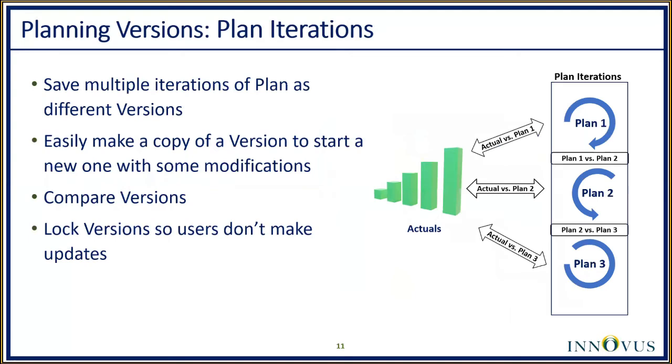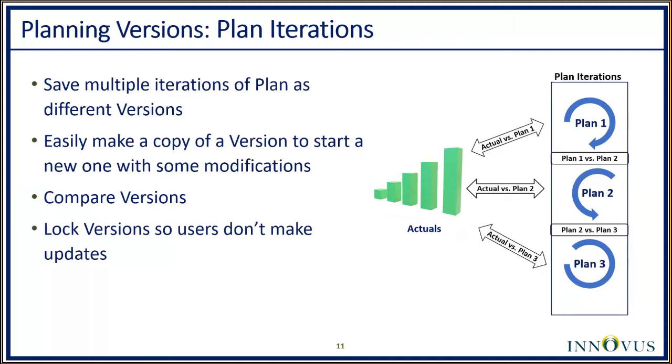For plan iterations, versions can be used to save off multiple iterations of a plan, where you may want to save off an iteration of your budget as of a point in time and make changes based on some business changes that you foresee. So you can have multiple iterations. In the example in the slide here, I have plan 1, plan 2, and plan 3, 3 different iterations. And these are 3 different versions, 3 different data sets that can be compared with each other as well as with actuals to see the variance based on the changes that were made to each of the iterations.